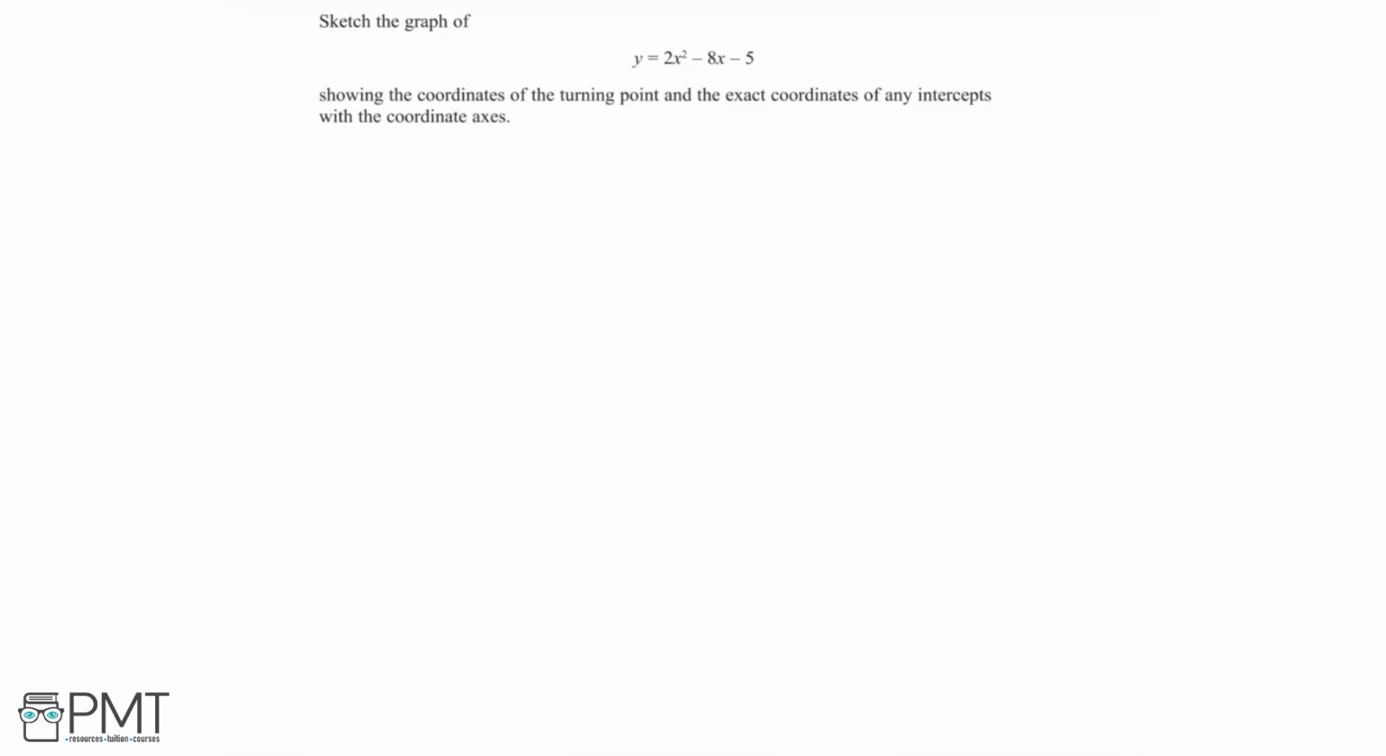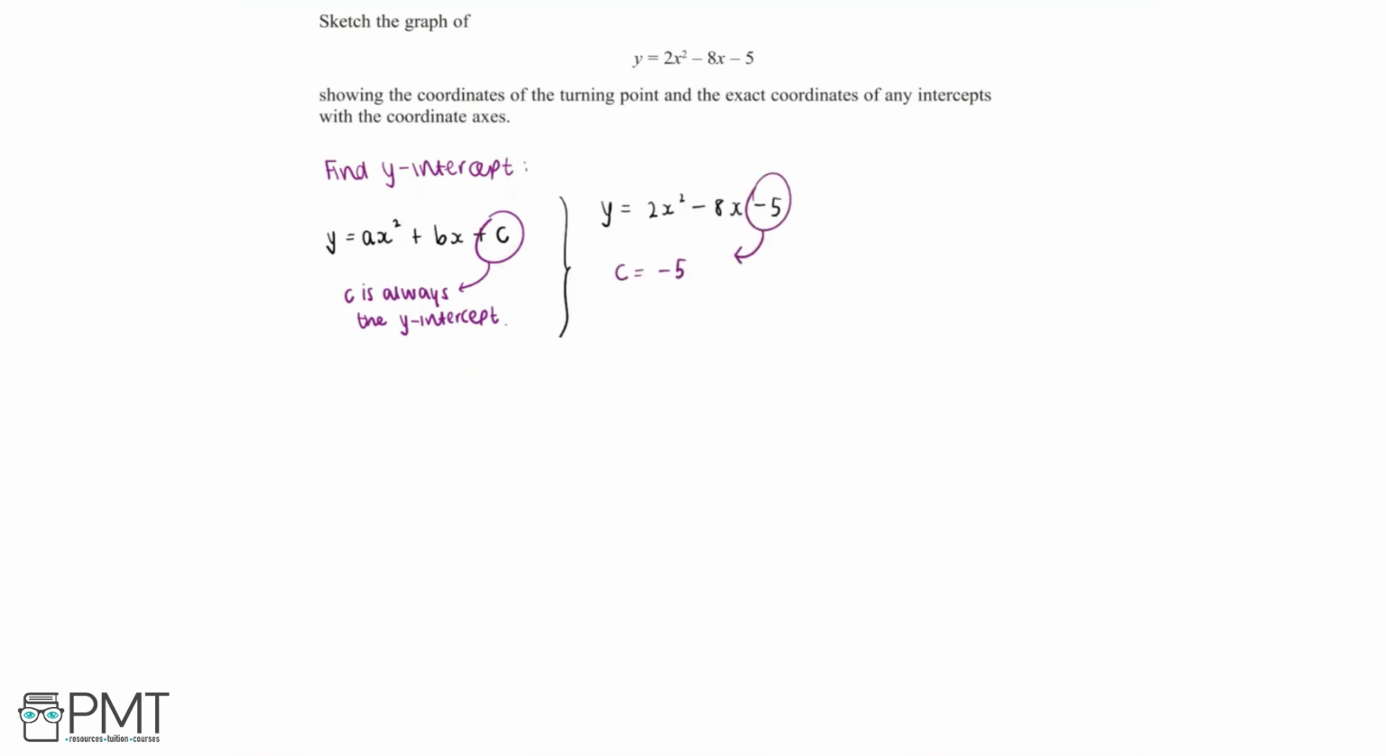We'll start by finding the y-intercepts. Quadratic equations are always in the form y equals ax squared plus bx plus c. And so in this format, c is always the y-intercept. We have the graph y equals 2x squared minus 8x minus 5, and so we can quickly identify that c is equal to minus 5, and so the y-intercept of the graph is equal to minus 5.